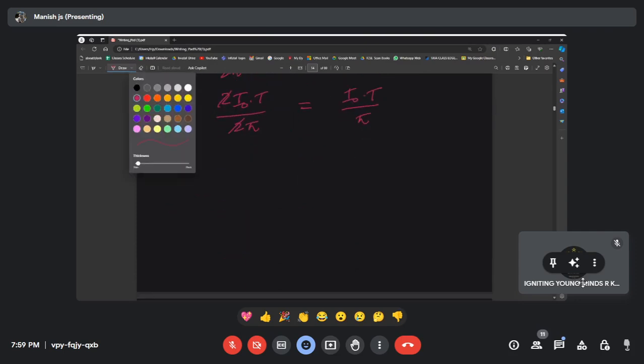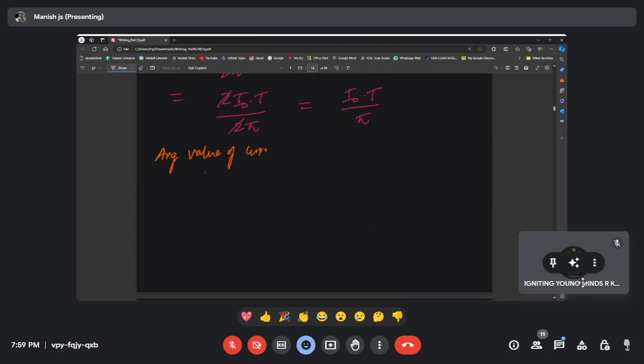So the average value of current for half cycle, the average value of the AC current for half cycle, is how much? It is nothing but I naught into T upon pi.